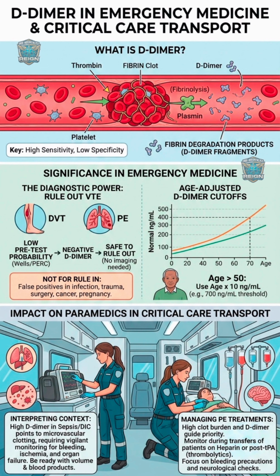Thrombolytics. For unstable, massive PE patients being transferred post-tissue plasminogen activator, tPA, administration, the D-dimer will be profoundly elevated due to therapeutic clot breakdown. Your primary clinical focus here transitions completely to strict bleeding precautions, maintaining pristine line security, and continuous neurological checks to detect intracranial hemorrhage.